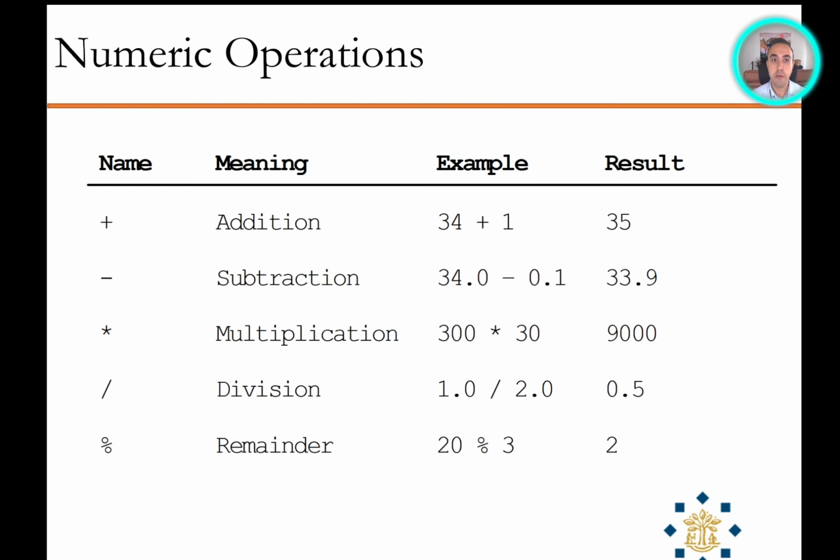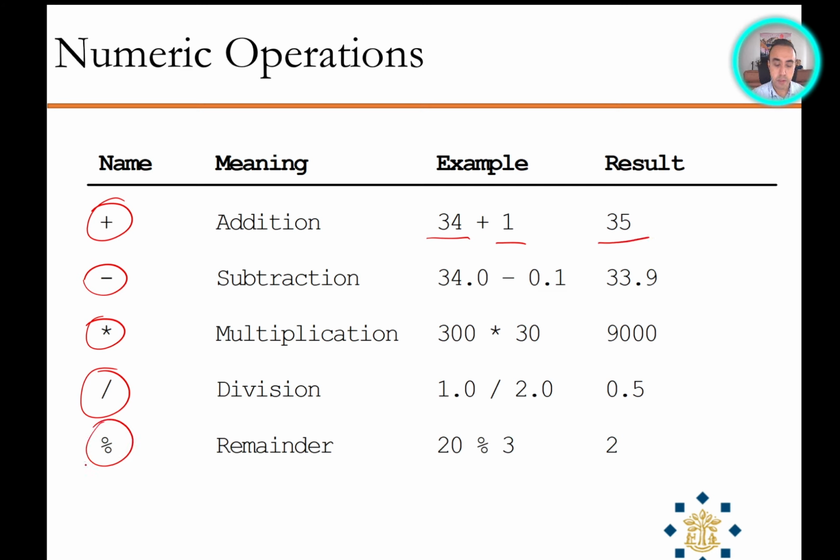Okay, and we have numeric operations. So for instance, we have plus, minus, multiplication and division. So they are pretty straightforward. I'm not going to talk about it. So it's just like 34 plus 1 is 35, right?